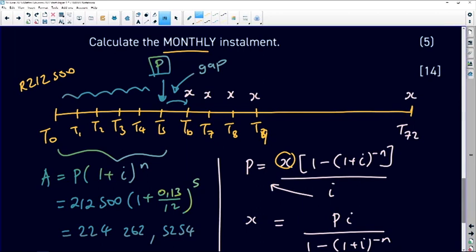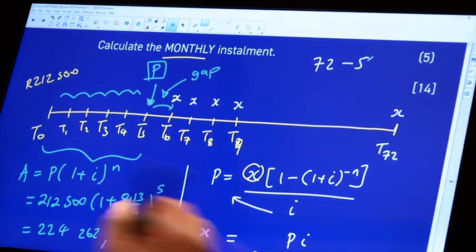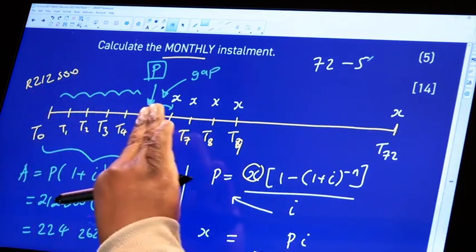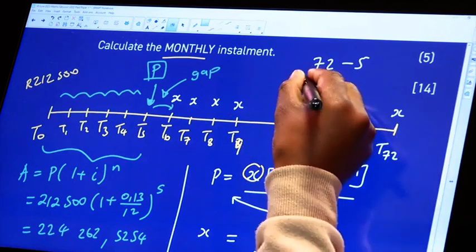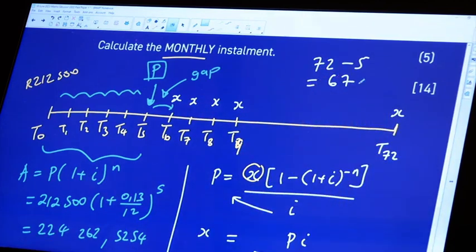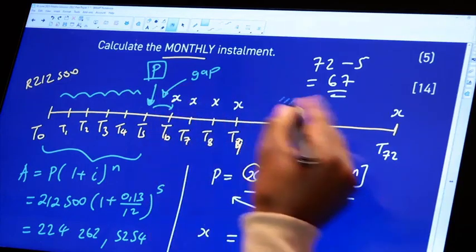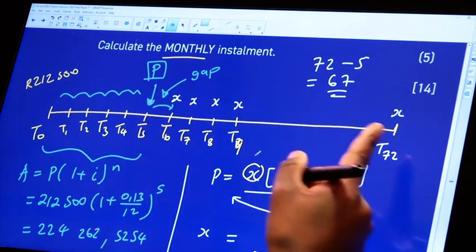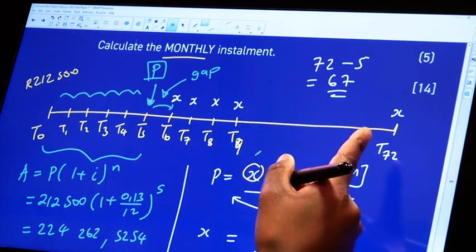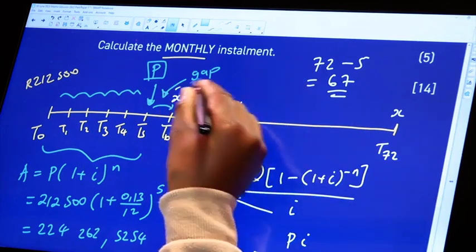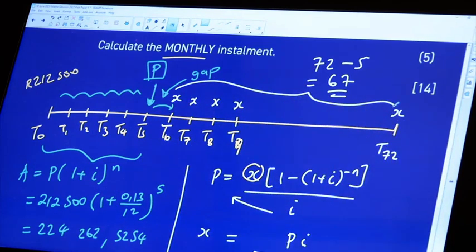And we have to end up 6 years after the loan was given to us. So that means out of the 72 we had, we're taking away the 5 we wasted, because these are all wasted months we didn't pay. The remaining months he is going to pay for is going to be 67. Very important. So 72 months, if you take away 5 months, you're left with 67 months. Those are all the months he is going to pay for, from X up until the last payment is made. They're going to be 67 in total.